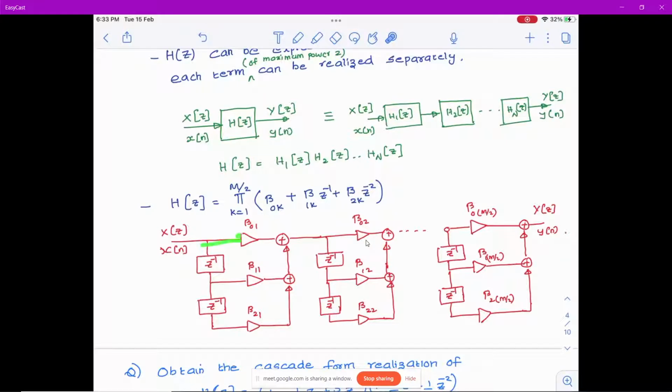There will be a multiplier that goes to the adder, with a delay at the bottom. Each delay will have a multiplier after that which goes to another adder, and finally the last delay element will be passed to a multiplier and goes to the adder, and this will be your cascade. First h1 of z. The second will come in this same form.